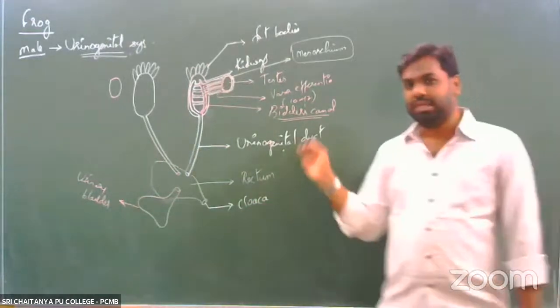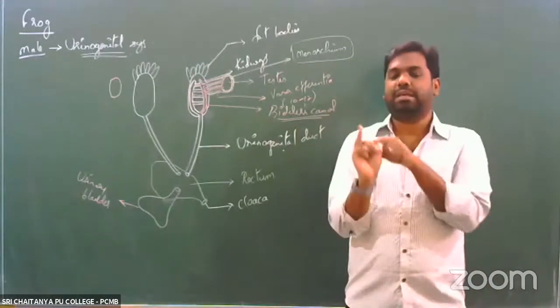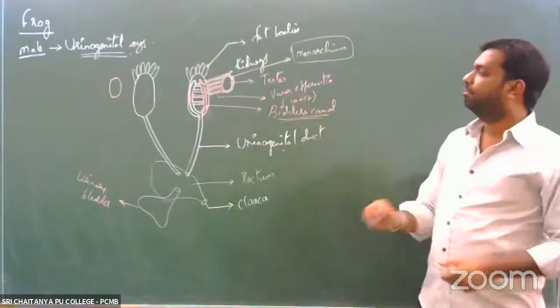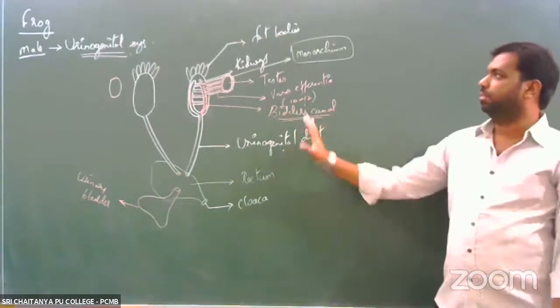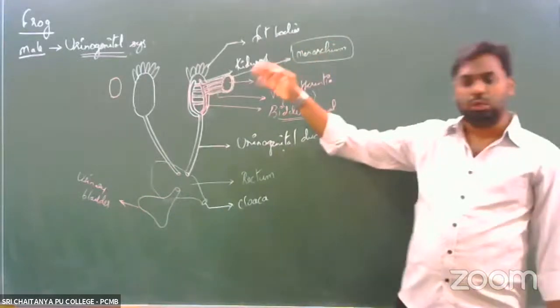So that's the reason why we say cloaca is considered to be a common opening for three systems: the digestive system, excretory system, as well as the reproductive system. Right? So this is what we have with the male reproductive system in case of frogs. Right? So we call it as a common urinogenital system.